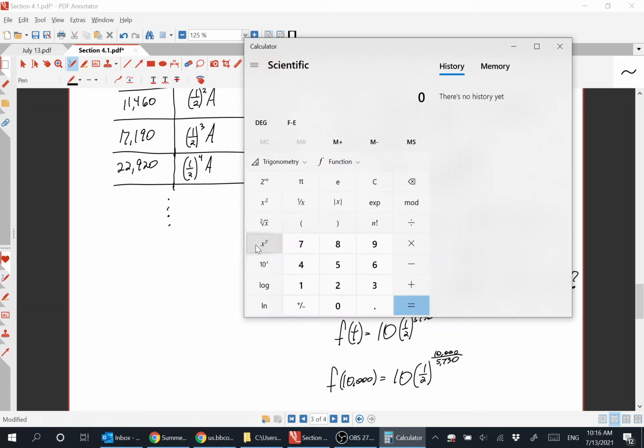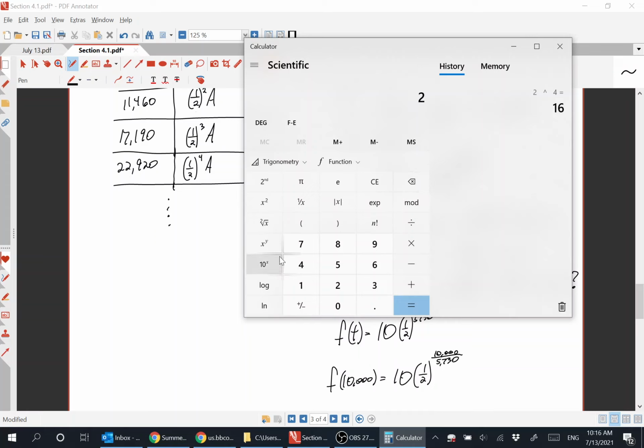So how does this work? Let's say 2 to the 4th. First we do 2, and then we click this button, exponent 4. So 2 to the 4th, well, we know that's 16, and there it is. It shows it right here. So 2 to the 4th is 16.